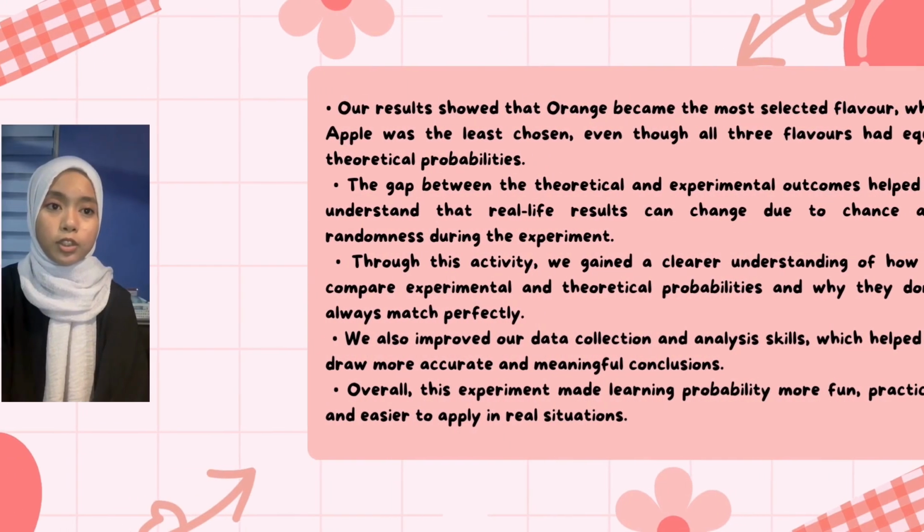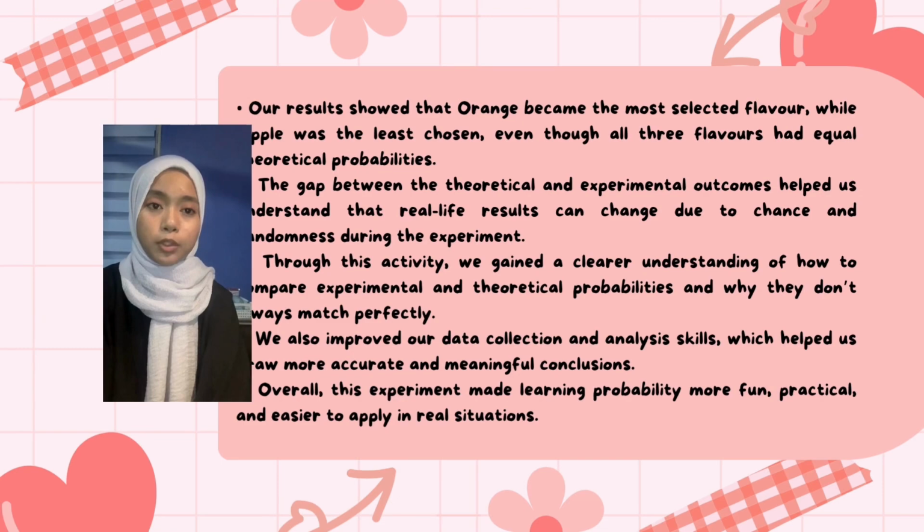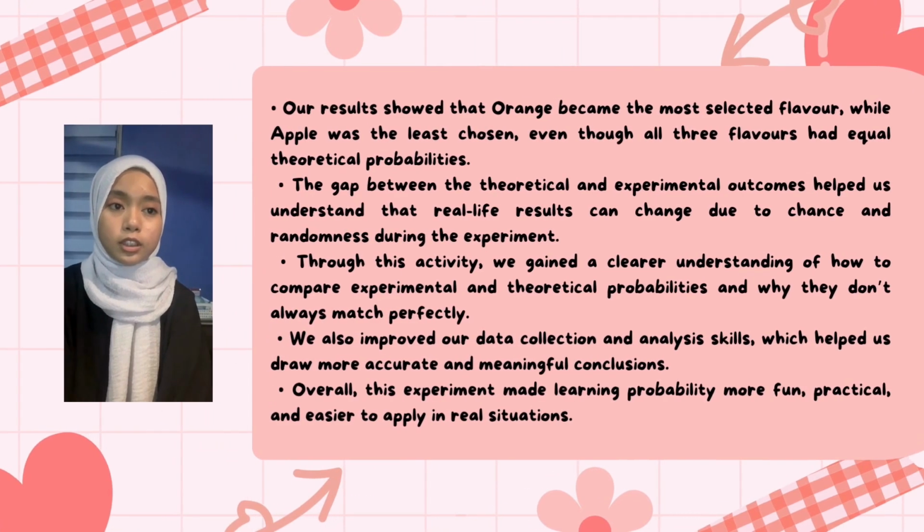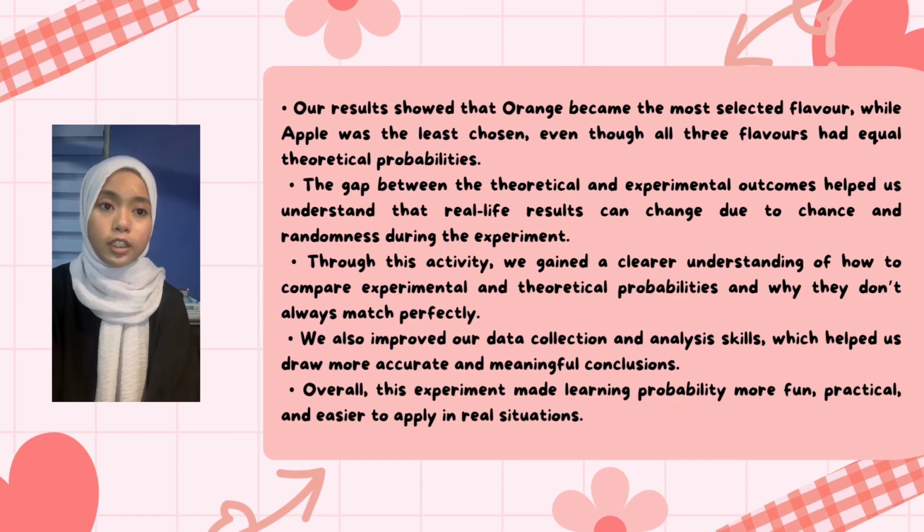So, to conclude our project, we found that orange was the most popular flavor, while apple was the least chosen. This was interesting because, in theory, all three flavors should have had the same probability. The difference between our theoretical and experimental results really helped us to understand how chance and randomness can affect real-life outcomes. Through this project, we also learned how to compare theoretical and experimental probability and why the two don't always match perfectly. Besides that, we improved our data collection and analysis skills, which made our findings more accurate and meaningful.